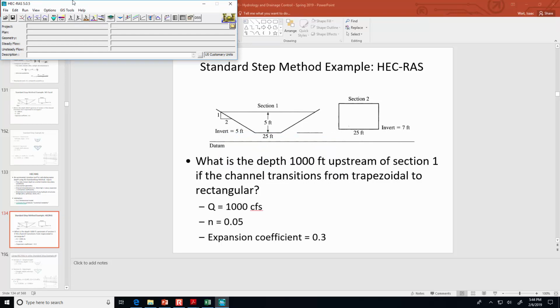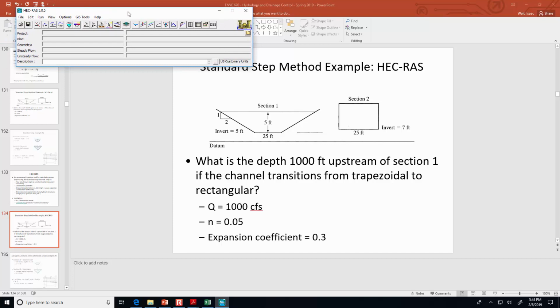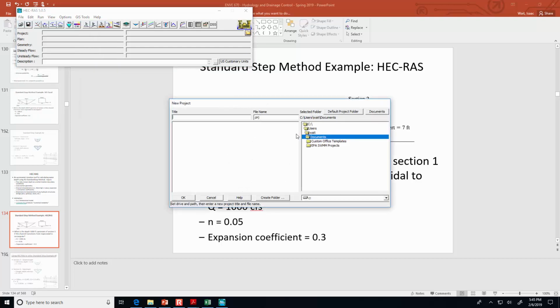I don't need those. All right, so the program has a ribbon across the top that you kind of follow in the order from left to right. The first thing we're going to do is create this file. So create a new project and browse to a spot that you're going to be able to find your file later.